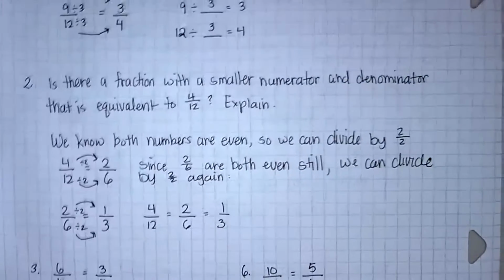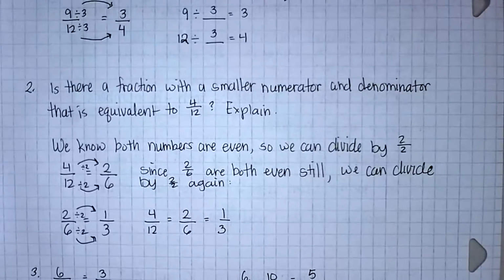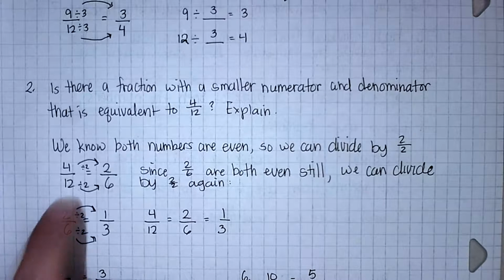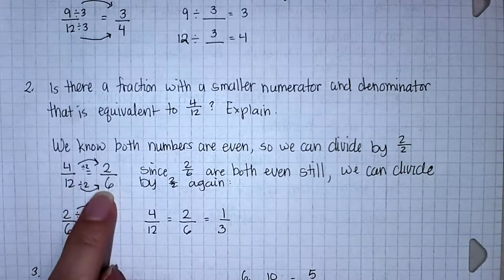For number 2, it says, is there a fraction with a smaller numerator and denominator that is equal to 4 over 12? Explain. Well, we can look right away and we can tell immediately that both numbers are even numbers. So they can both be divided by 2. So divide the top number by 2 and the bottom number by 2. So 4 over 12 can equal 2 over 6.